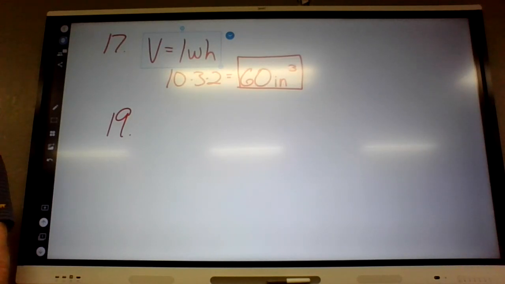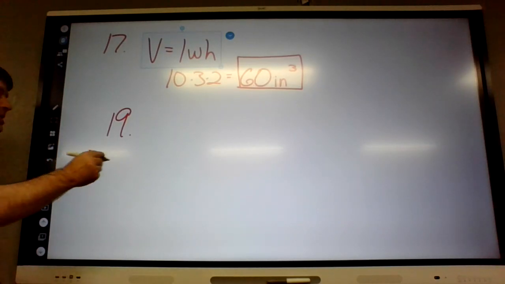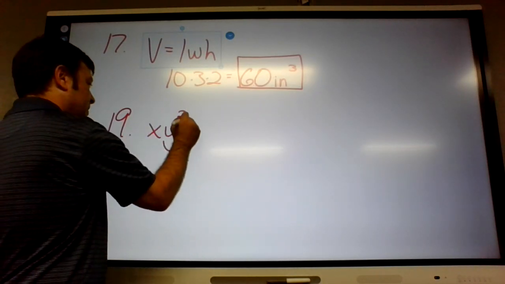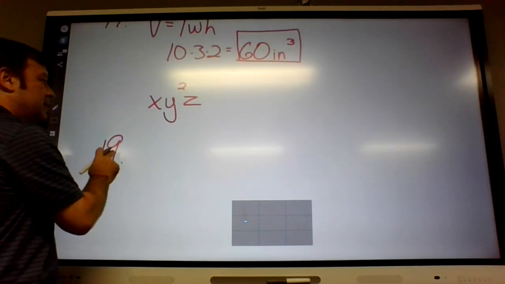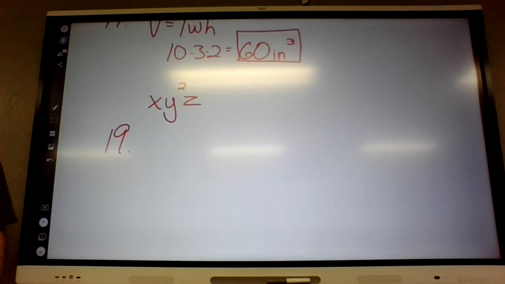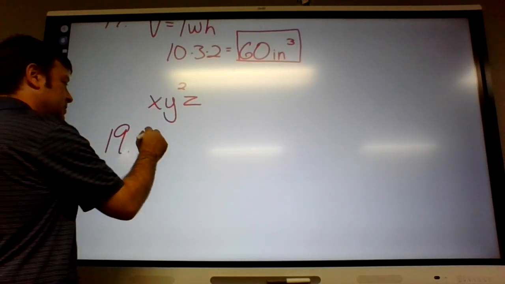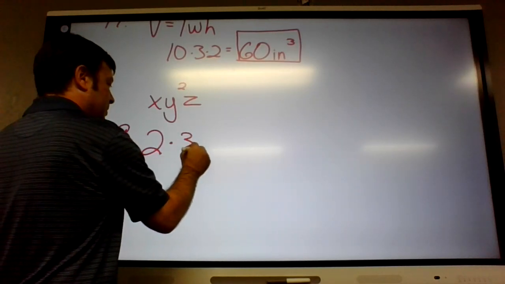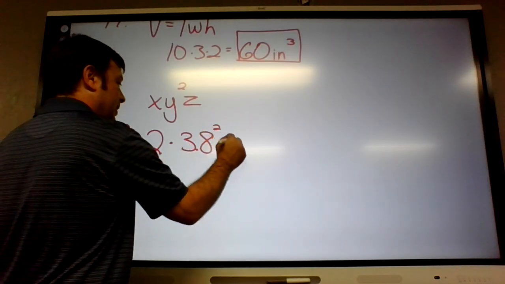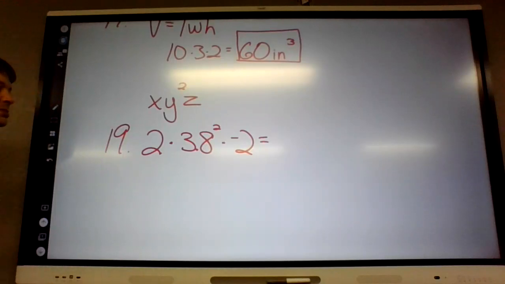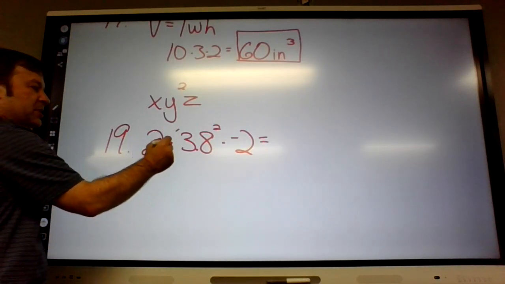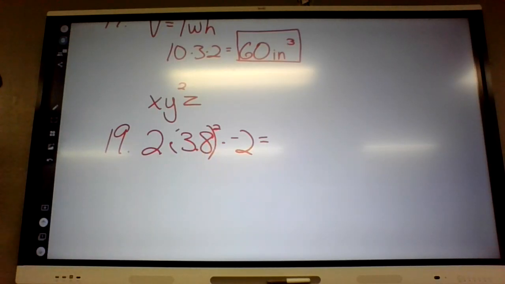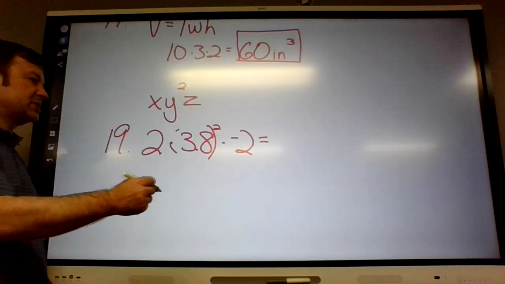Okay. Number 19, they put the formula in the directions again. It says x, y squared, z. Very simple little formula. X, y squared, z. And then on 19 it says x is 2, y is 3.8, z is negative 2. Okay, you could put this in parentheses, but it's not necessary. There's no negative to worry about on that one. So that comes out as negative 57.76.